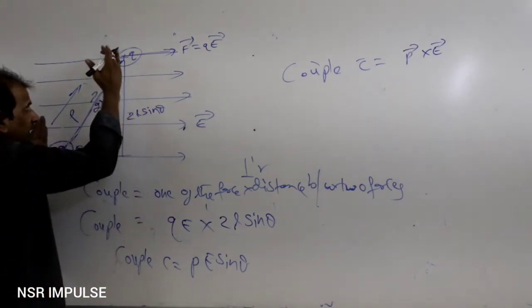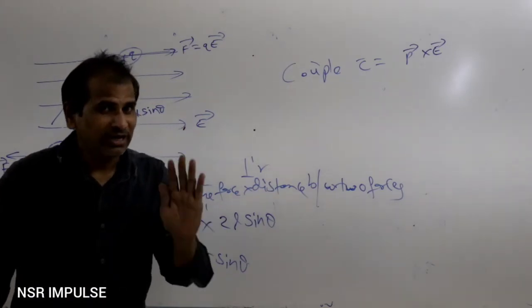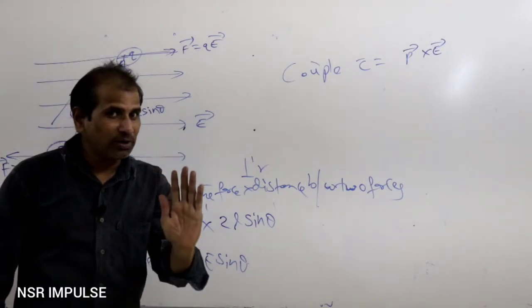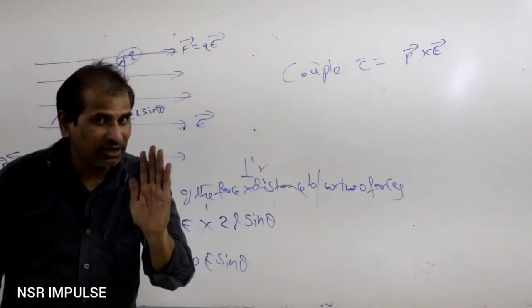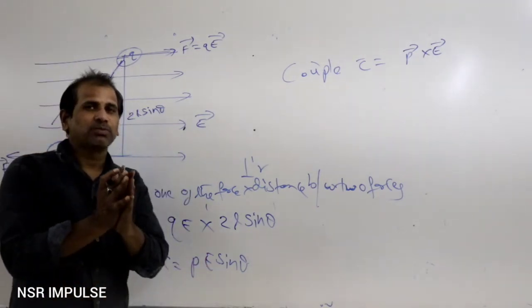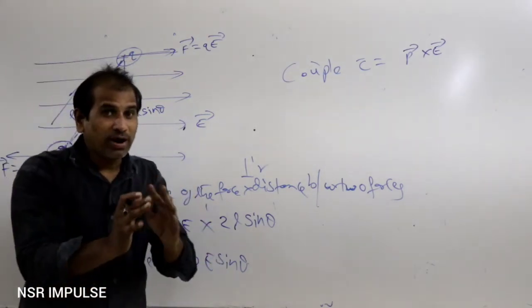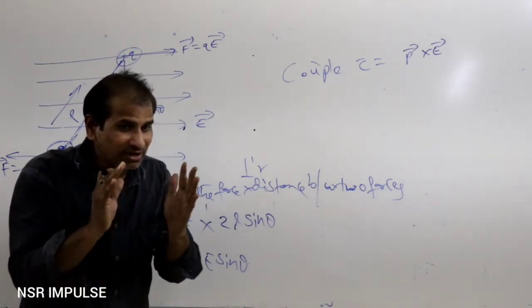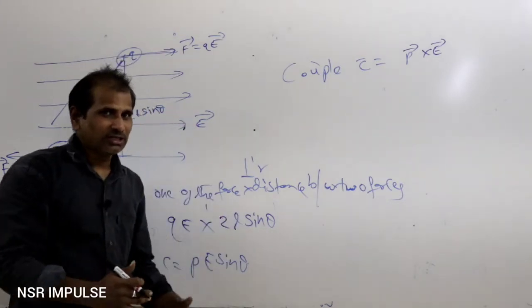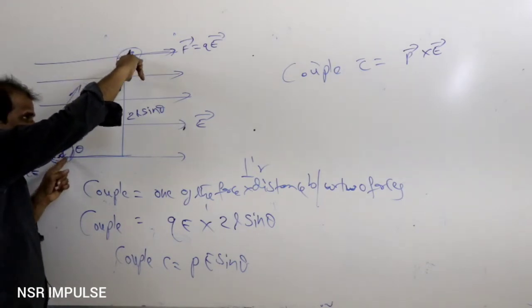This dipole is now placed inclined, at an angle theta to the electric field. Whenever a dipole is placed at an angle theta to the electric field, that dipole experiences a couple, or torque. So what is the purpose of the torque? What is the main intention of the torque? What is this torque going to do? This particular torque tries to rotate the dipole.